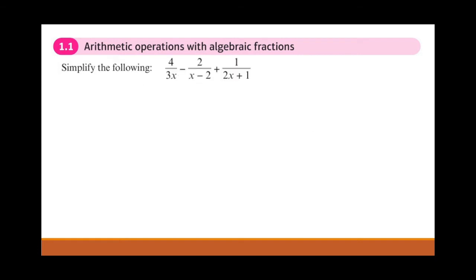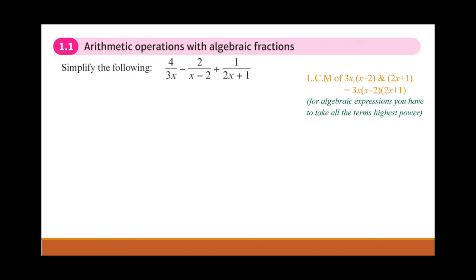Let's look at this example here. We have three fractions. All right, 4 over 3x minus 2 over x minus 2 plus 1 over 2x plus 1. Now, even if you have two fractions, three fractions, or four fractions, you can do it at a stretch altogether. All right, just take all the denominators and find the LCM, and then follow the same procedure.